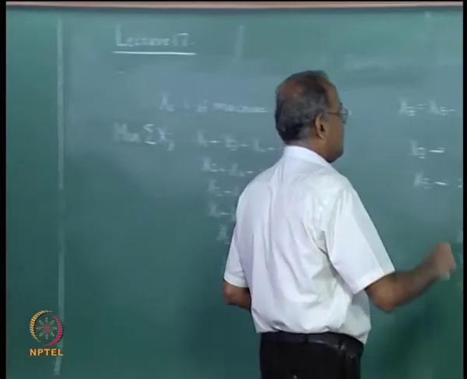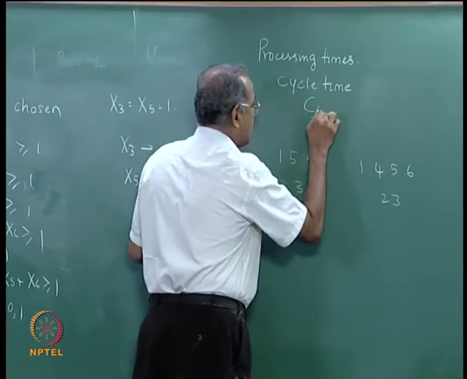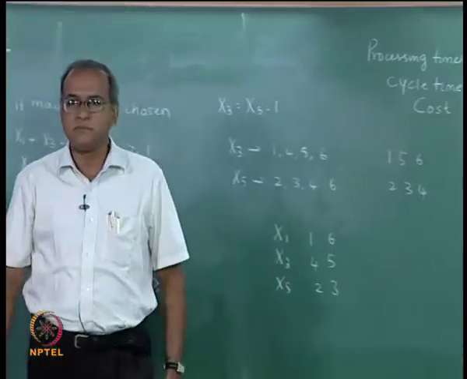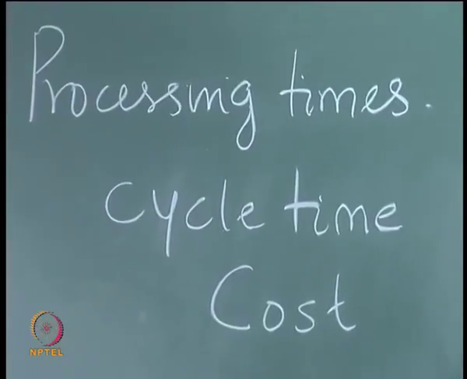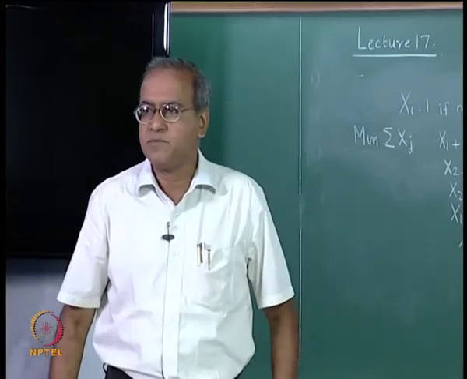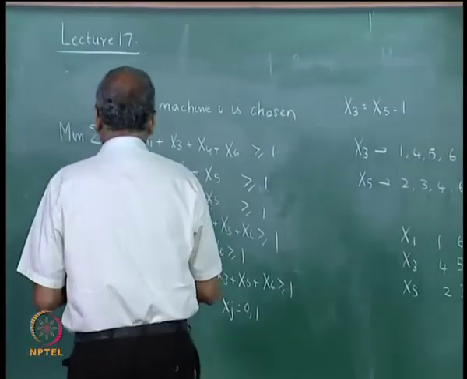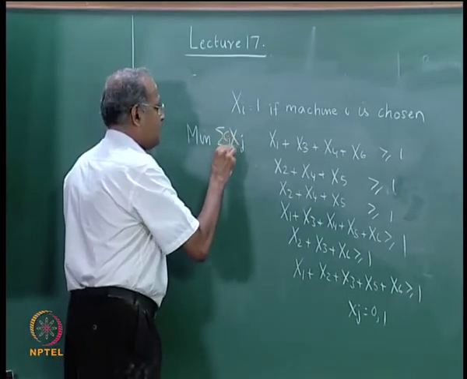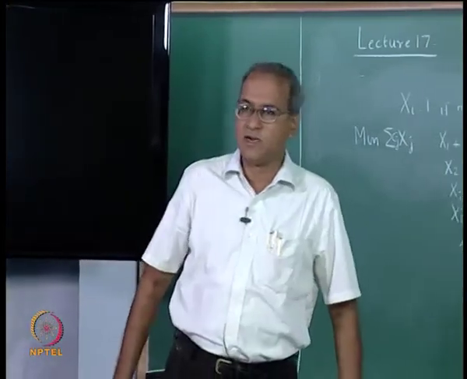So, we will be required to look at processing times, cycle times. We might also want to look at cost. Sometimes these 6 machines could be existing machines. Sometimes we would like to create a cell with completely new and bought out machines. Now, when we do that, the solution may change if instead of minimizing xj, we minimize cj xj. For example, machine 3 may be a very costly machine, and 3 may be substituted with some other machine here. So, cost also has to be looked at.